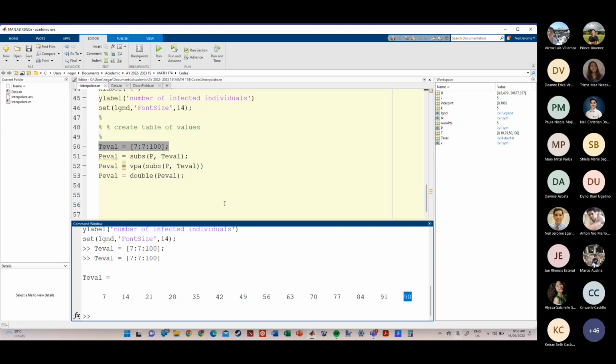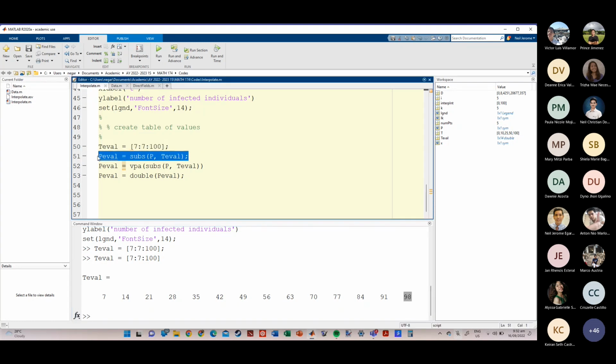Okay? And then line 51, ito na yung pag-evaluate. Paano mo sasabihin kay MATLAB na i-substitute mo yung mga values na nandun sa vector na t-eval dun sa polynomial, sa interpolating polynomial. So I will call the vector consisting of the computed function values as p-eval. Ito yung itatawag ko dun sa vector na ang laman ay yung mga function values. Tapos ang command para masabi kay MATLAB na mag-substitute ay subs. Right? Ang daling tandaan, no? Substitute, subs. Tapos first entry kay subs ay kung ano yung polynomial, saan ka magsa-substitute.